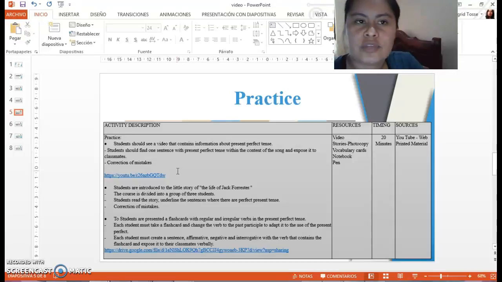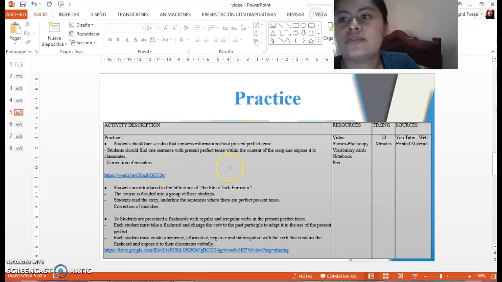The idea is that the students listen and watch the video and find some sentences about the topic and then present them to the classmates. The idea is to present them first in writing and then in an oral way. And finally, to correct the mistakes, because it's very important to understand how the students develop the activities and how they understand the topic.